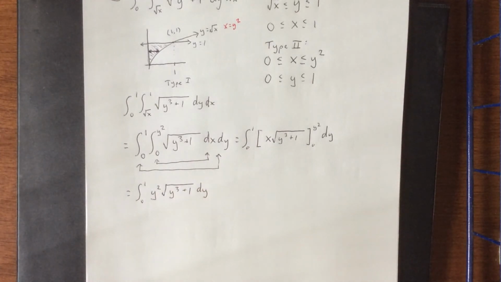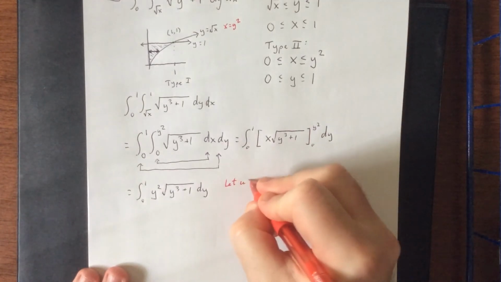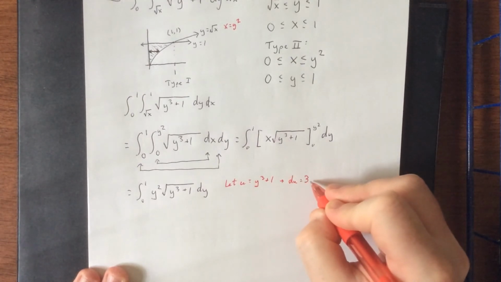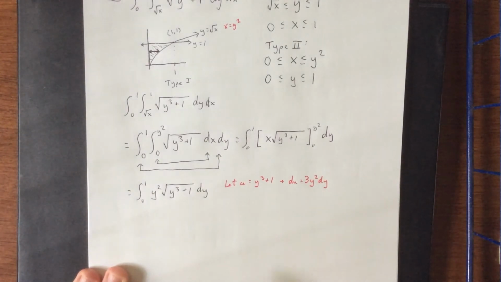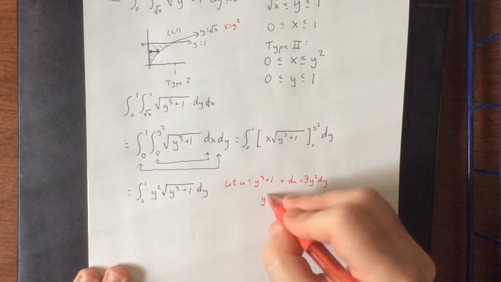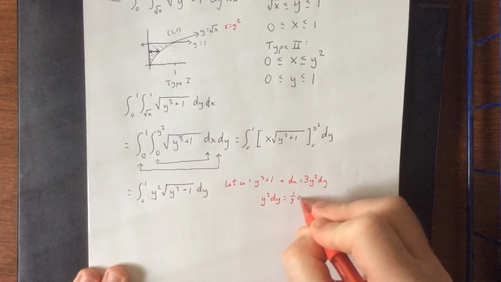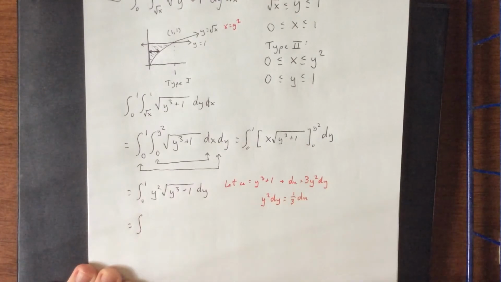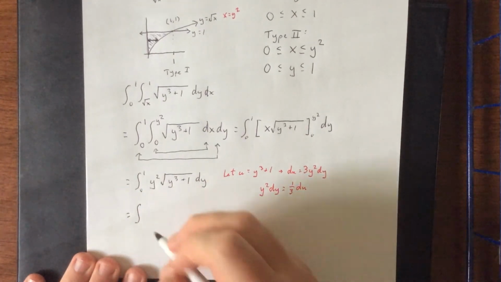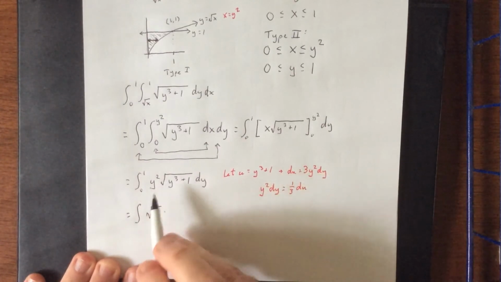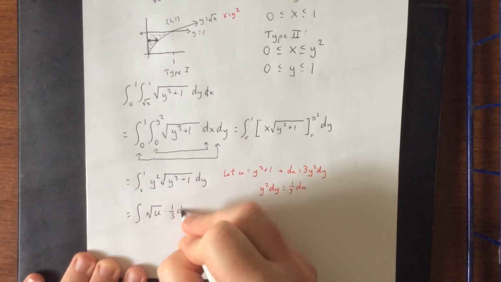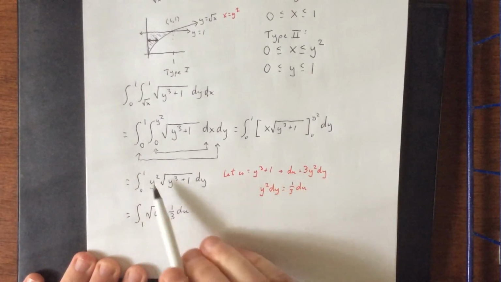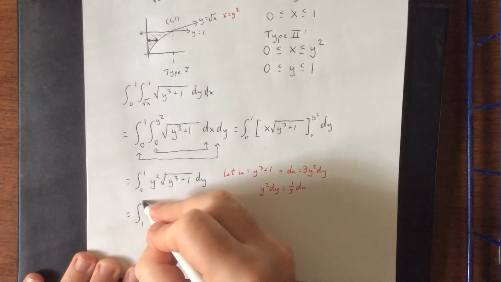This can be evaluated much more simply using a substitution. We'll say let u be equal to y cubed plus 1. Therefore, du will be equal to 3y squared dy. Now, we have a y squared dy, so we'll make our substitution on that, and we'll get 1/3 du. Performing that substitution will give us the following. We'll worry about the bounds in just a moment. The square root of y cubed plus 1 will become the square root of u, and y squared times dy will become 1/3 du. For the bounds, we plug in y equals 0, we get u is equal to 1. We plug in y equals 1, we get 1 cubed plus 1, u will be 2.